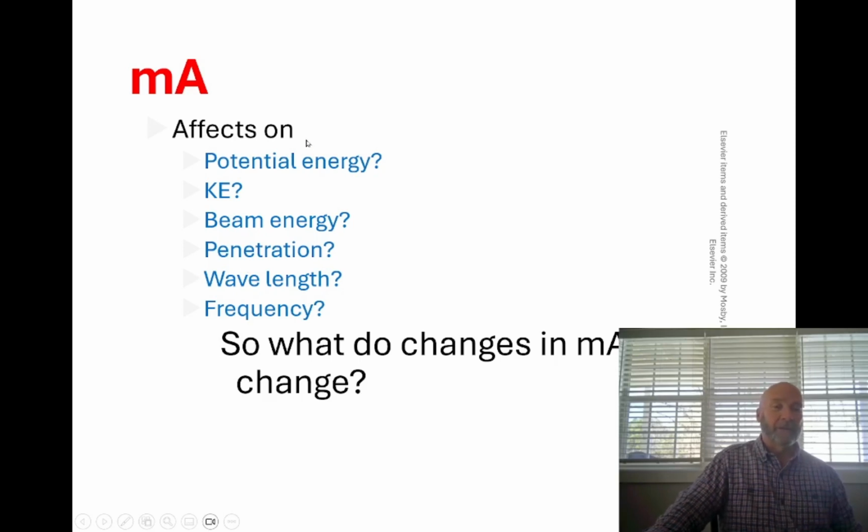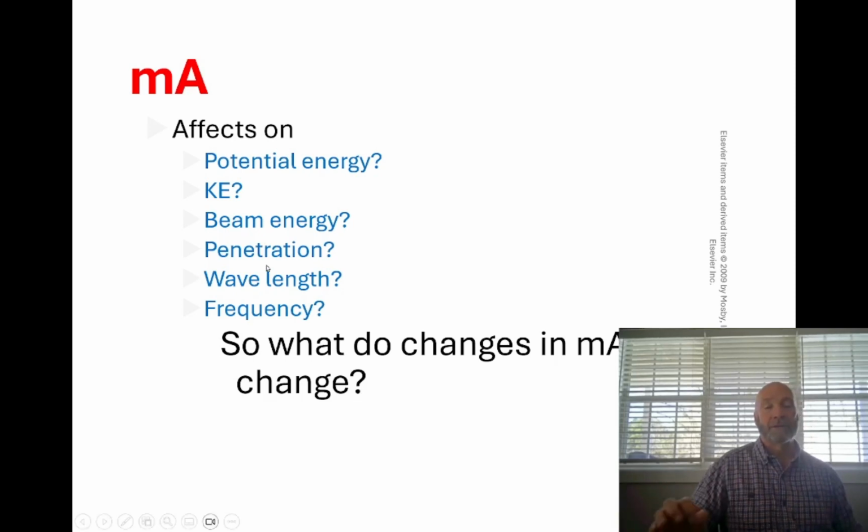So the effects of mA on potential energy, it doesn't have any. On kinetic energy, it doesn't have any. On beam energy, it doesn't have any. On penetration, it doesn't have any, except whenever you increase your mAs. If you double your mAs, you double the number of photons that penetrate, but you also double the number that are absorbed inside the patient, and double the number that are scattered inside the patient. So the percentage doesn't change, so don't let that trip you up.